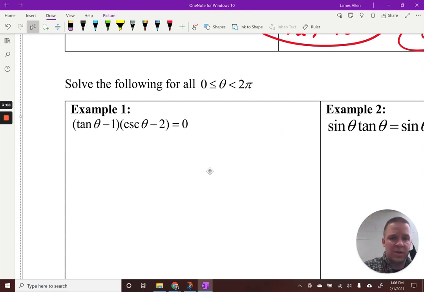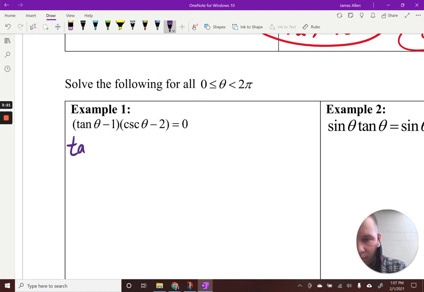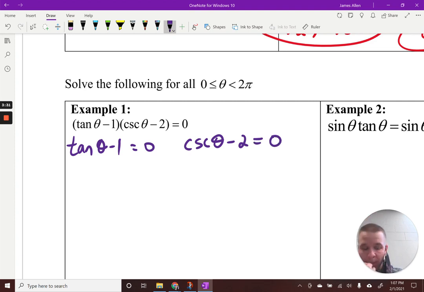It's already factored, which is awesome. Sometimes we see these and we're like, oh no, what do I do now? We already did half the work for you by already factoring it. So I can just take tangent of theta minus 1 and set it equal to 0. And then we have cosecant of theta minus 2 set equal to 0. And I'll just deal with these 2 individually. Already took care of the factoring. Sometimes that's done for you, sometimes it's not.